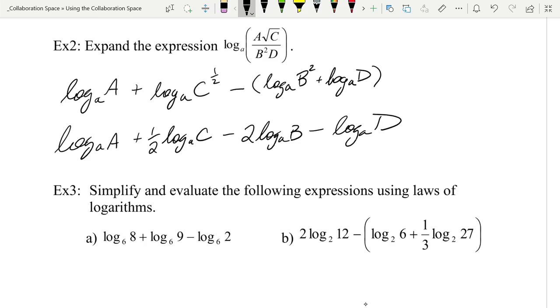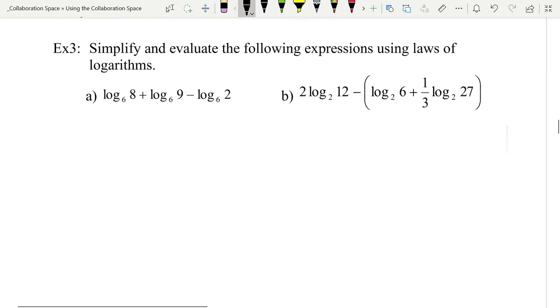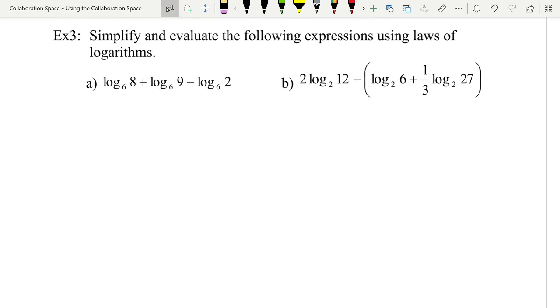Okay, now that we've done it with algebra, let's do it with numbers. Remember when math used to be the other way? When it was like, okay, we've practiced this with numbers, now let's try it with algebra. Now the algebra is the easy part. Let's play with numbers. Simplify and evaluate the following expressions using the laws of logarithms. Okay, so simplify means get it to 1 log.